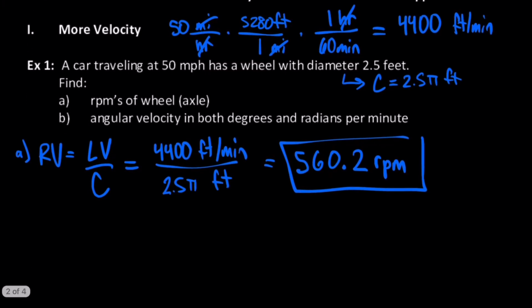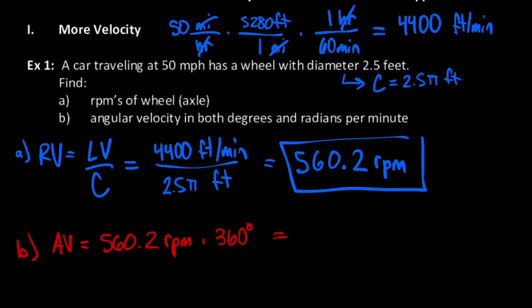Part B, angular velocity in both degrees and radians per minute. Angular velocity is pretty straightforward. Remember, it's just rotational velocity times degrees or times radians. So I'll do degrees first. 560.2 RPM times 360 degrees will give me 201,681 degrees per minute.